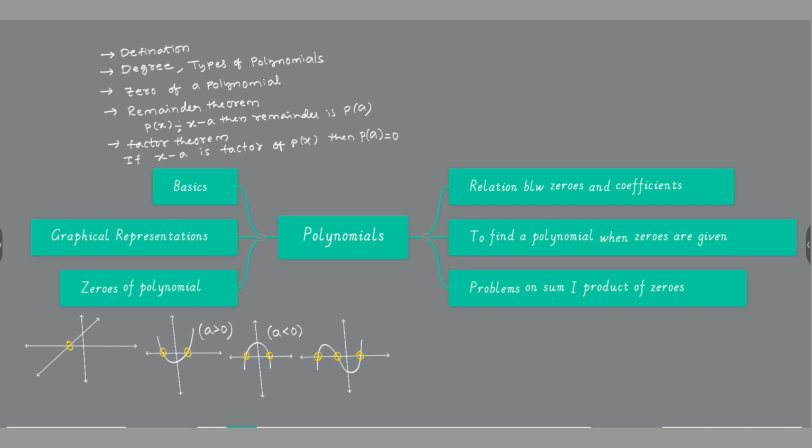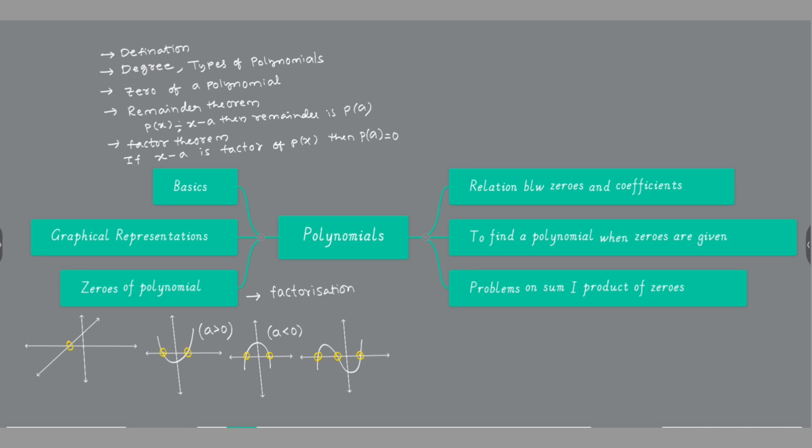After that, we have zeros of a polynomial. How do we find the zeros of a polynomial? This is there in ninth class also. Here one method is the factorization method by splitting the middle term.